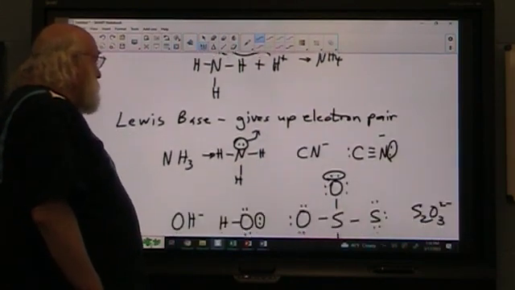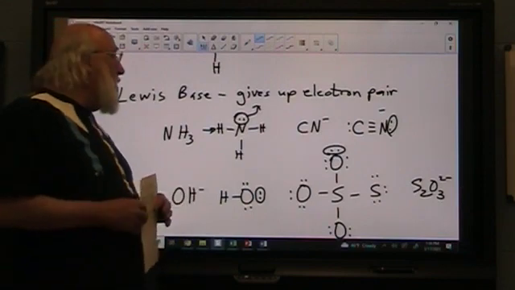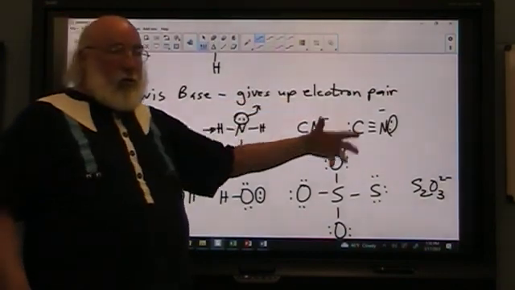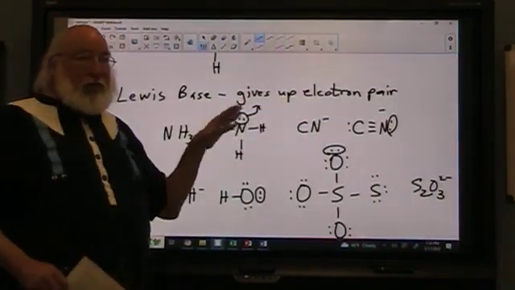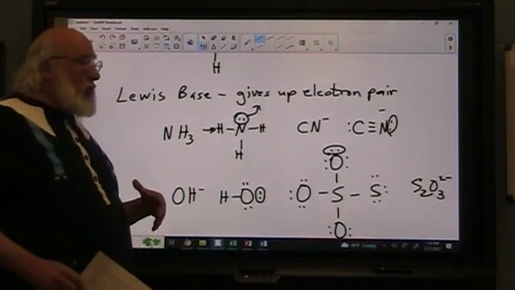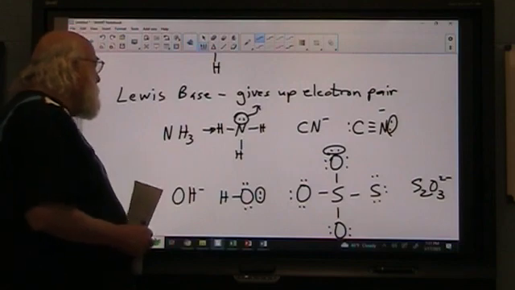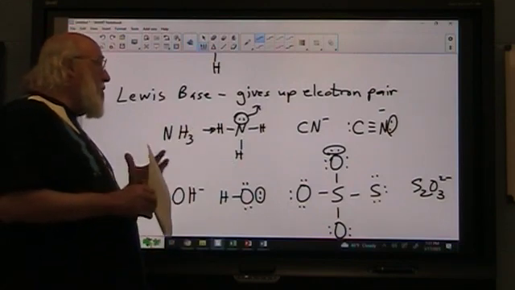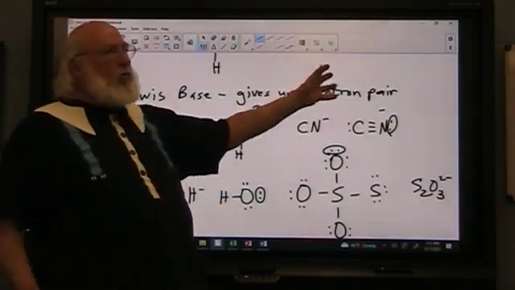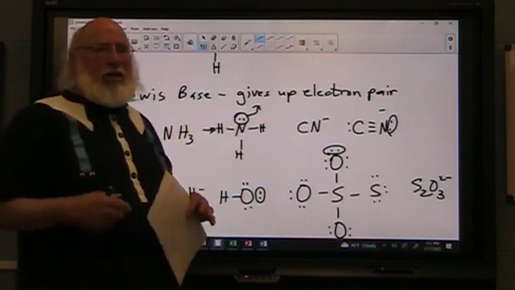A Lewis base, however, is exactly the opposite of a Lewis acid. A Lewis acid accepts an electron pair, where a Lewis base gives up an electron pair. This is the same Lewis who came up with the Lewis dot structure, so he's all about electron pairs. The examples I'm giving here are the ones used in the problems you're about to have. Again, ammonia can be defined in those terms: when I say it gives up an electron pair, it will actually share the electron pair with an atom that is lacking two electrons.